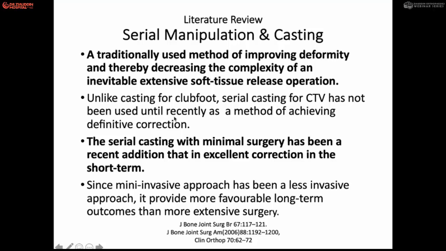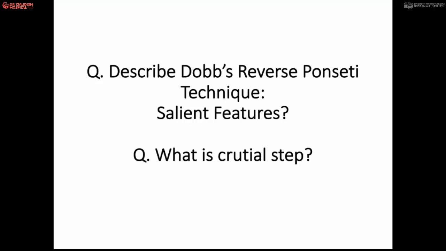Most recently, different methods for the vertical talus, like reverse clubfoot posterior casting, are used, and serial casting with minimal invasive surgery in the later age group has been traditionally used for excellent correction, but with short-term results. But long-term results are also available, which show that serial manipulation, casting, and minimal invasive surgery in resistant cases give good results. So mostly the reverse Ponseti technique is used, and there are multiple features I will discuss along with the crucial steps.